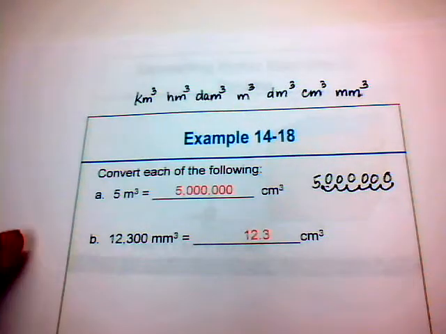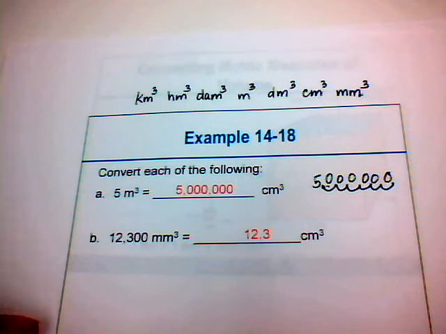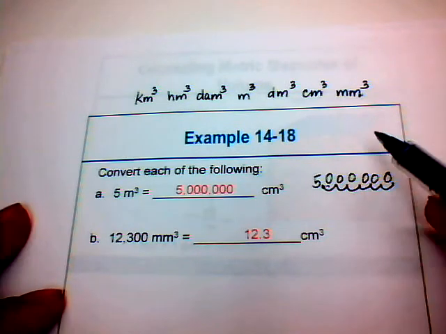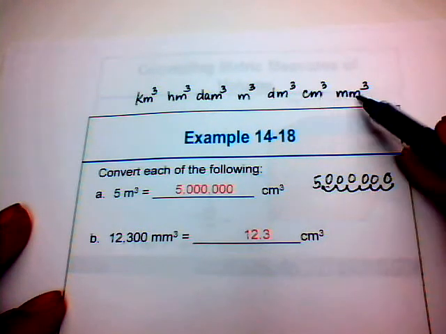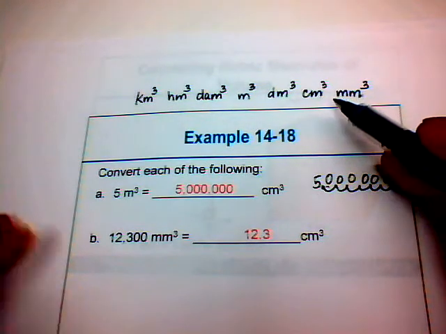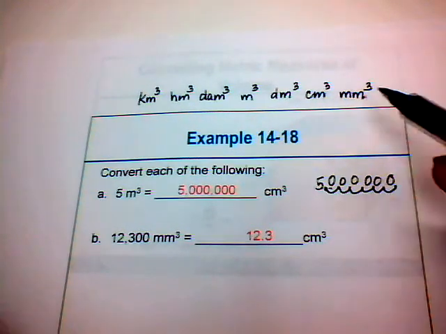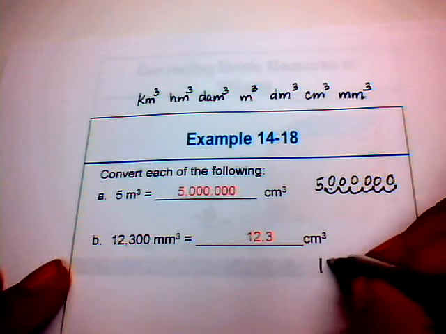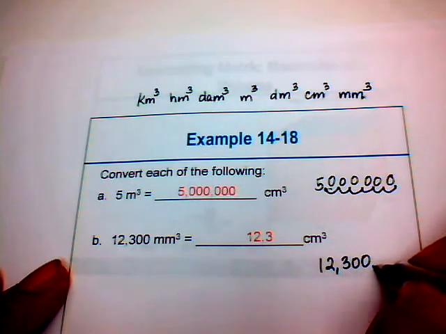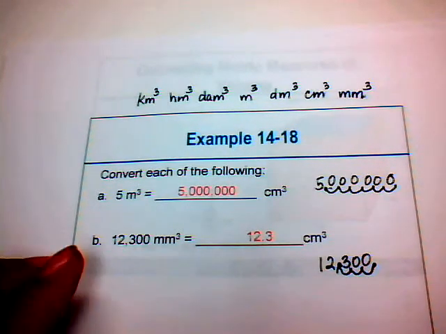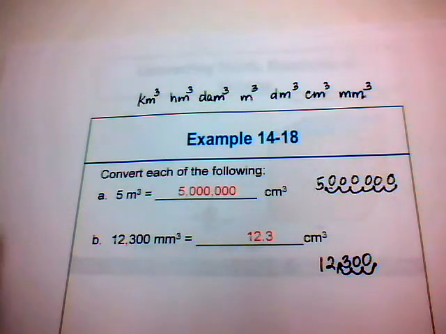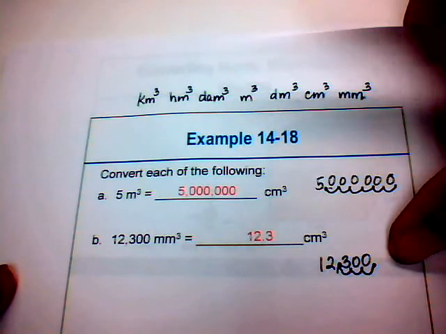And then 12,300 cubic millimeters to how many cubic centimeters? Well, millimeters to centimeters is usually 1 place to the left. Cubic units means 3 times 1 place to the left, which is going to be 3 places to the left. So in 12,300, we need to move this decimal point 3 places to the left. So the decimal point will be behind the 2. So it'll be 12.3 cubic centimeters for 12,300 cubic millimeters.